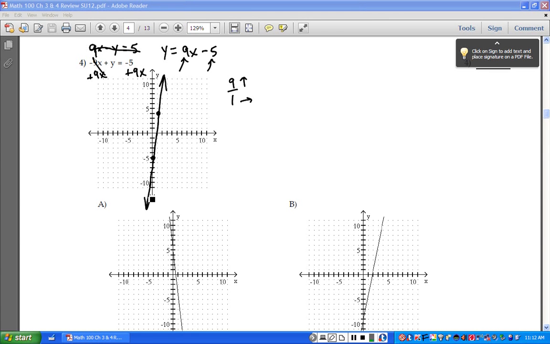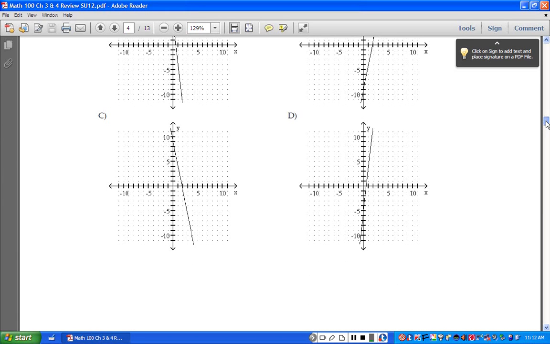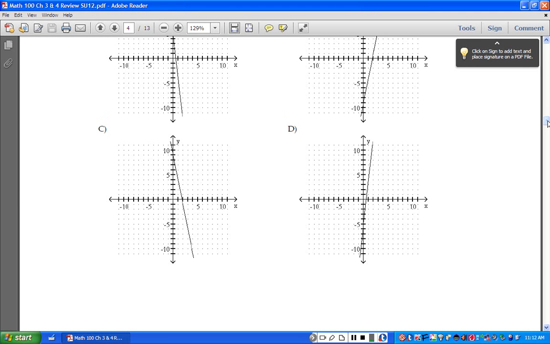Okay, so in this case, number 4, the answer would be D. Let's see. Yeah, D looks like what we had. So D would be the proper answer.